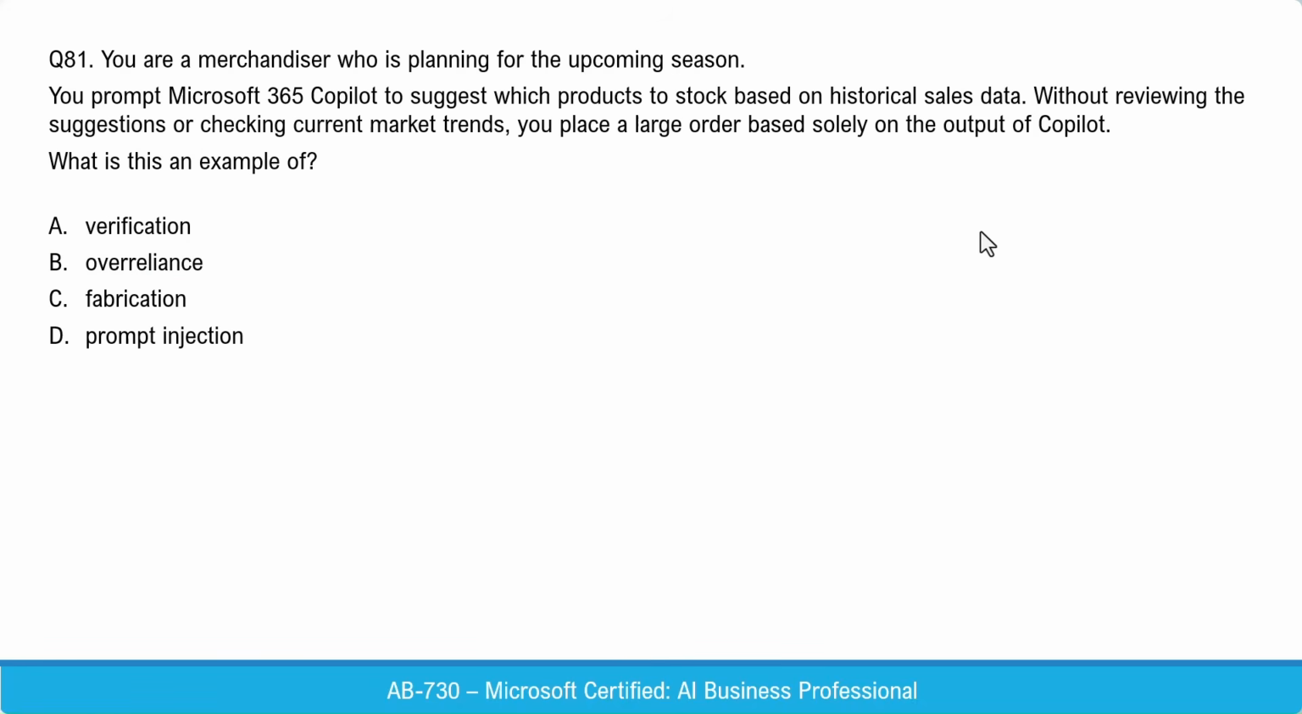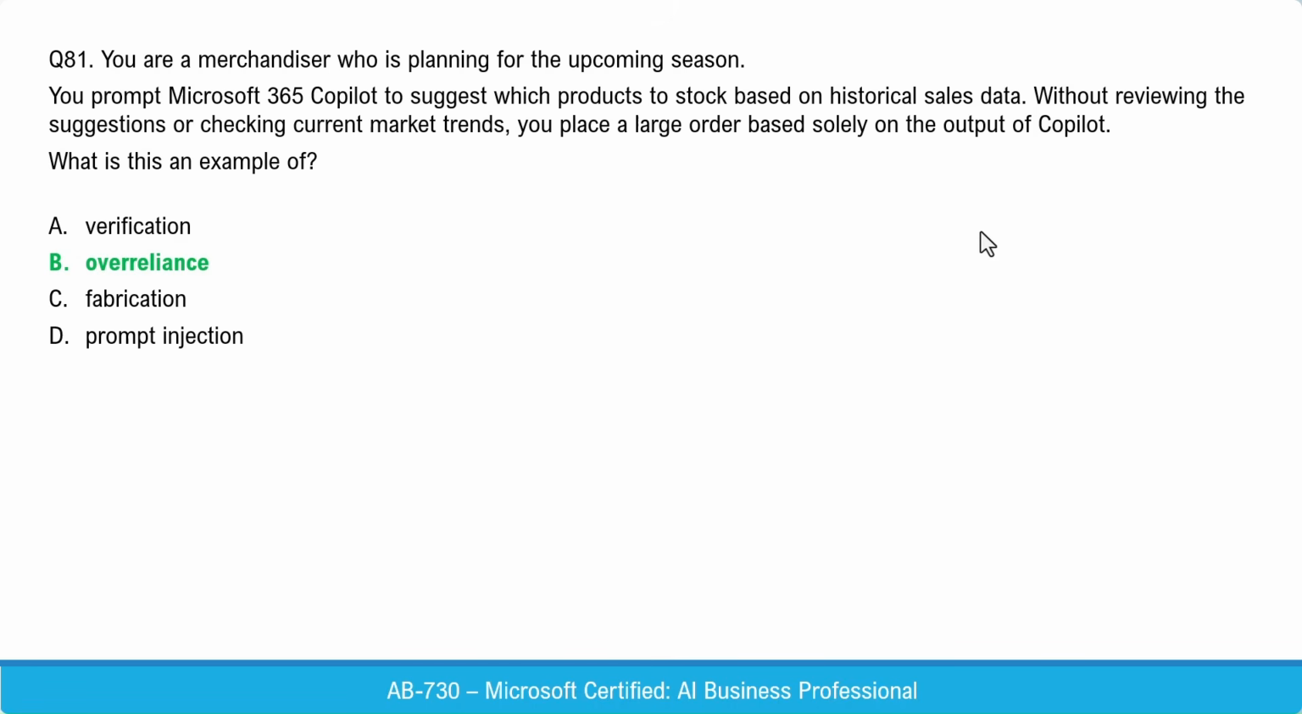You are a merchandiser who is planning for the upcoming season. You prompt Copilot to suggest which products to stock based on historical sales data. Without reviewing the suggestions or checking current market trends, you place a large order based solely on the output of Copilot. What is this an example of? And your options are verification, over-reliance, fabrication, or prompt injection. And the correct answer is option B, over-reliance. Let's understand why.